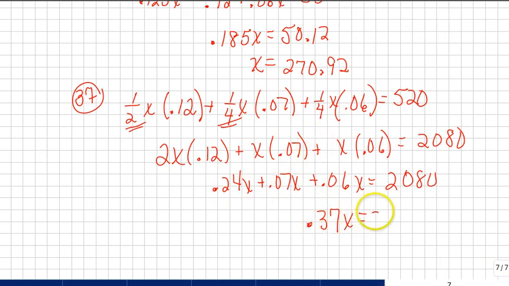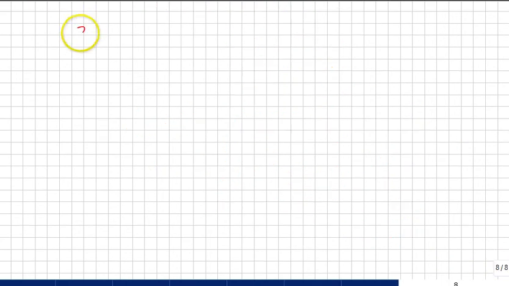0.37x equals 2080. And at this point, take 2080, and you'll have to divide both sides, just like the previous problems. 2080 divided by 0.37 gives me 5621.62. Again, that's money, so we round off to the hundredths. That was 37. And now onto a mixture problem, number 38.